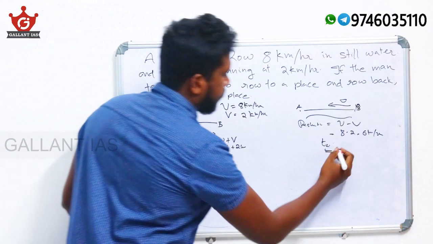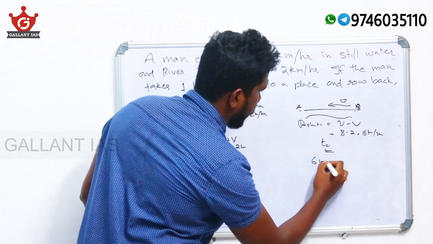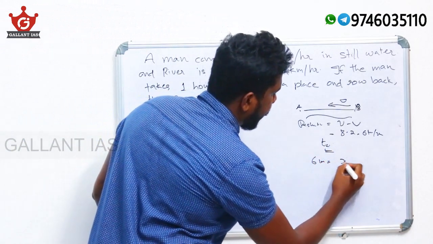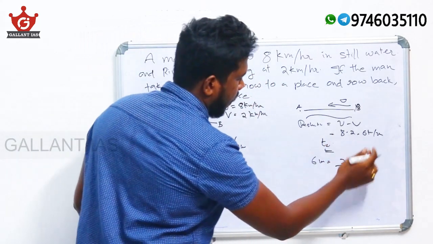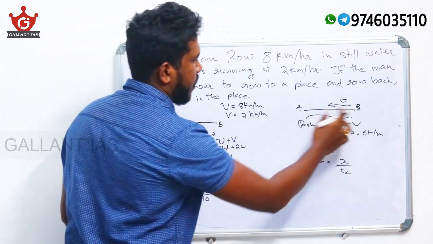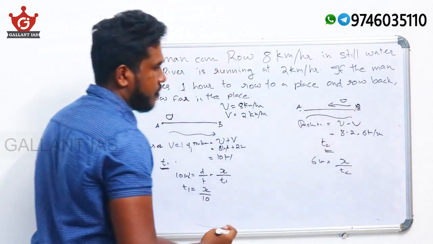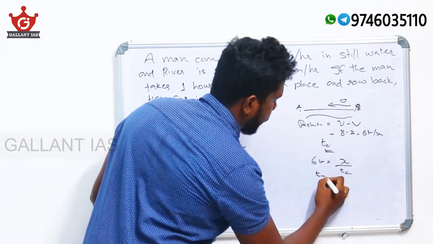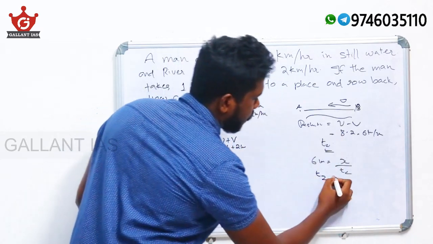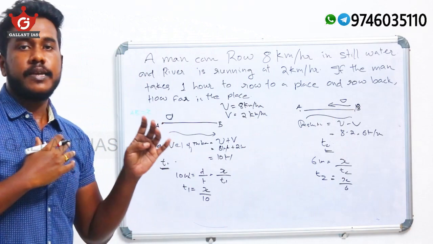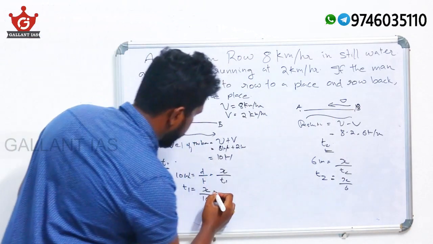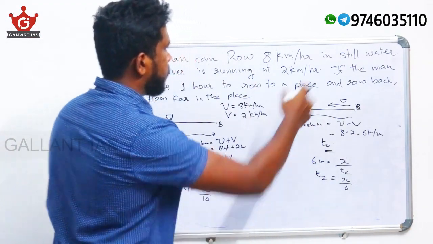So here 6 km per hour is equal to x by T2. Speed is equal to distance by time, where x is the distance from B to A, and time is T2. From this we can write that T2 is equal to x by 6. So we got the equations for T1 and T2. Now check the question once again.